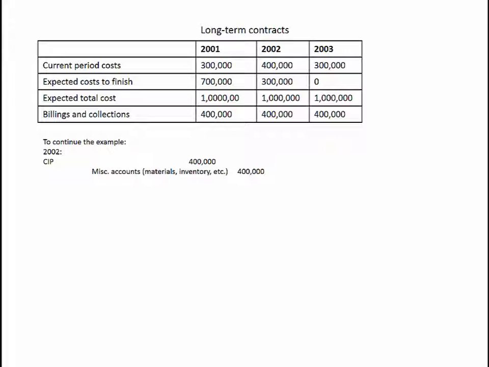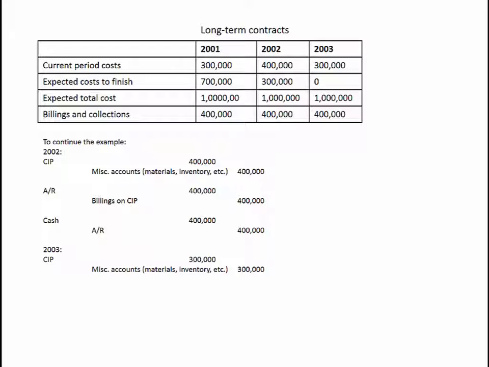So let's go ahead and continue this example. In 2002, we have our 3 entries. We record the incurrence of the various costs, adding to that inventory account. We bill the client for another $400,000, and we collect the $400,000. 2003, we do the same thing. We spend another $300,000 building and completing this project. We send the client his third and final bill for $400,000, and the client sends us the third and final payment of $400,000.